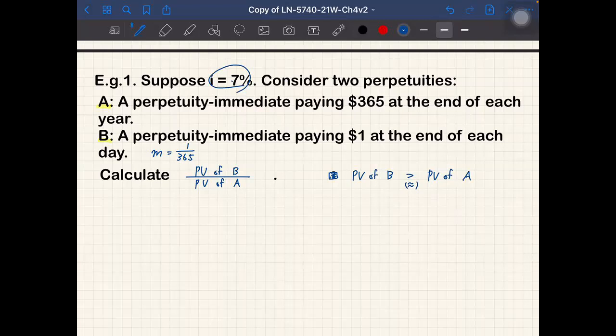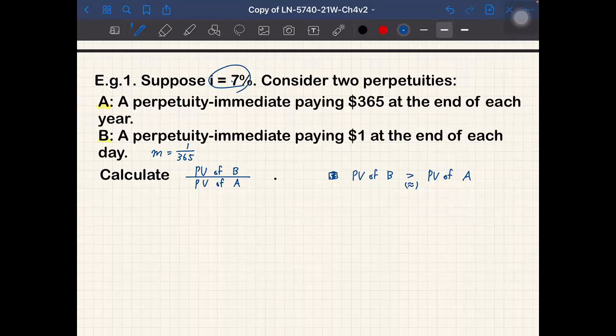Yeah, so you receive $1 a day. On average, you receive payments half a year earlier. For 1 year, the first payment is almost 1 year earlier, and the last payment is the same as the annual payment. So on average, that is 6 months earlier. So probably 3.5% is a reasonable expectation. So the present value of B is about 3.5% larger.